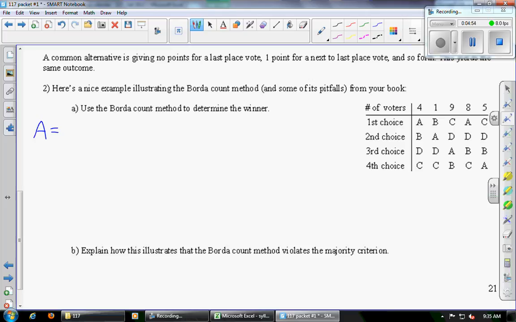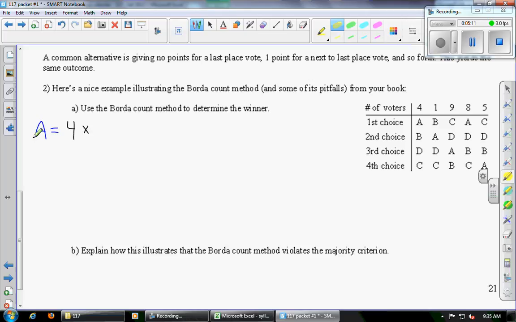Okay, so the first points that I'm going to look at is first place votes. How many candidates are in this election? 4. How many points is a first place vote? 4. Okay? So candidate A is about to get 4 points for every first place vote they get.